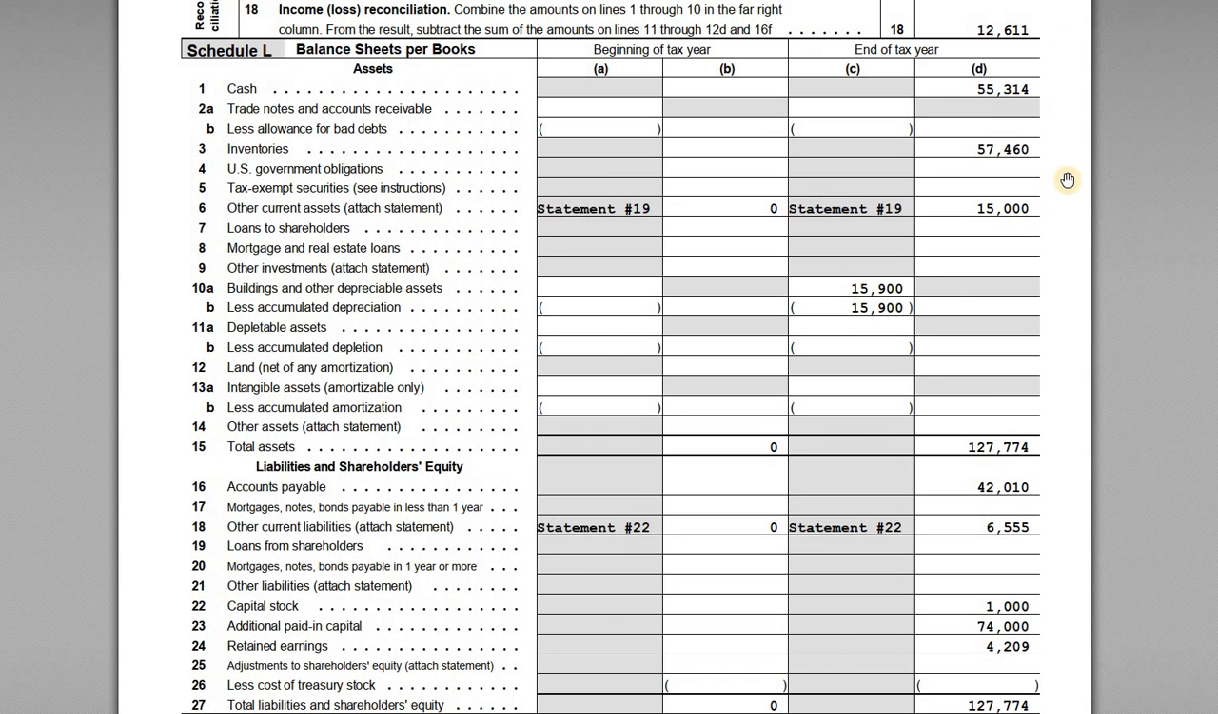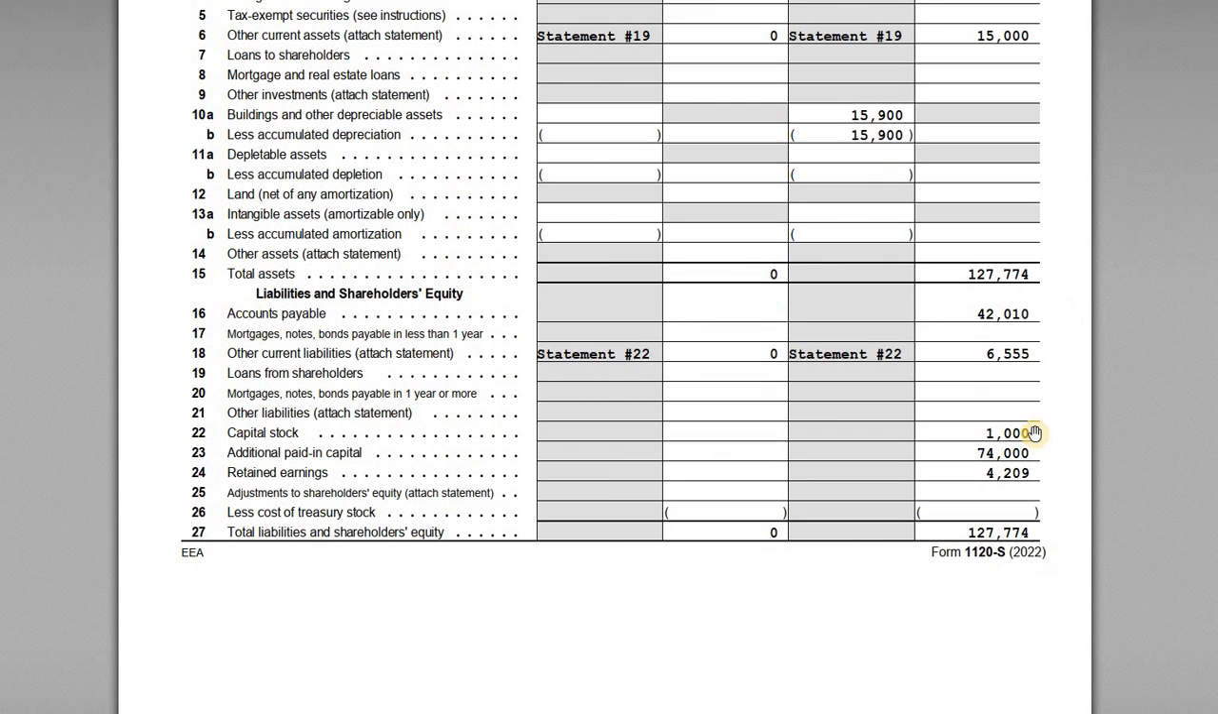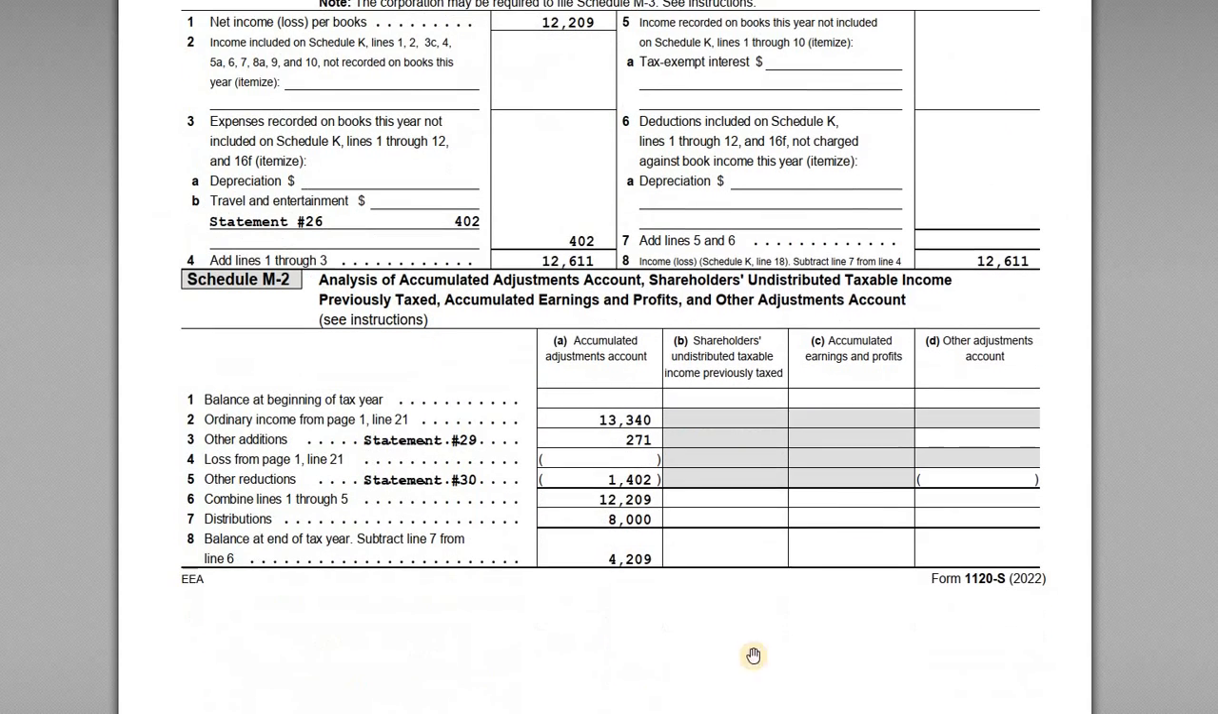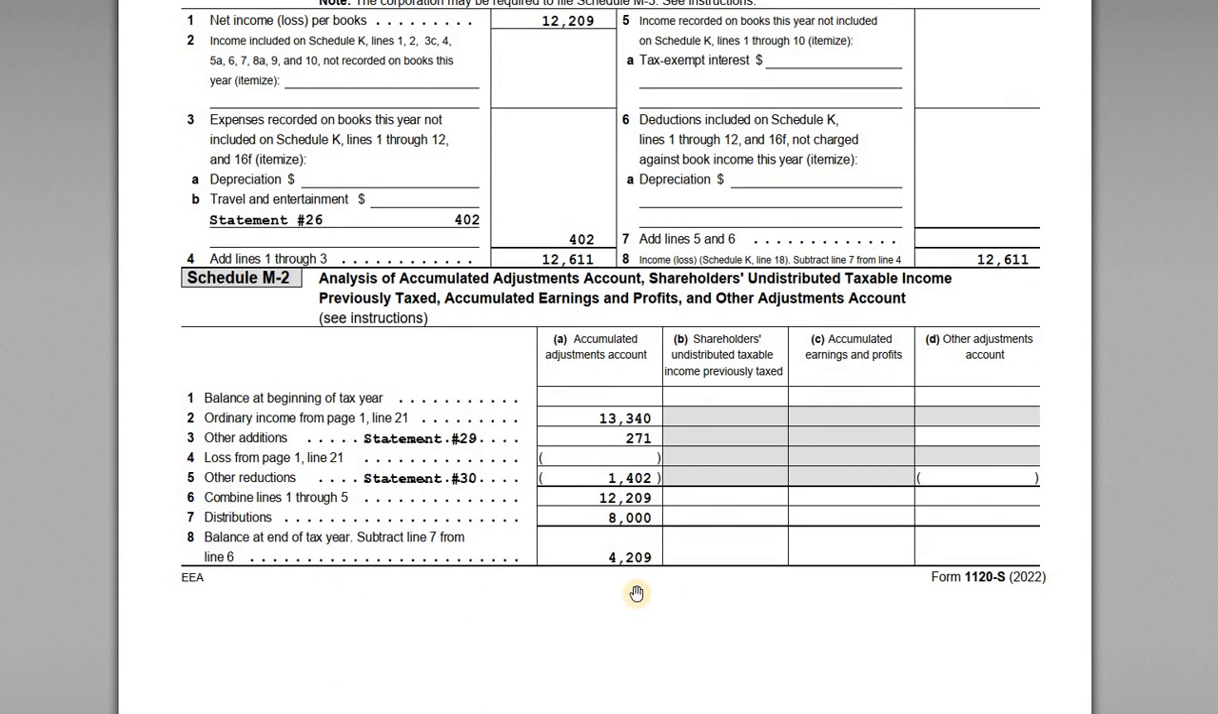see here the balances at the end of the year, cash, their inventory balance, they had a security deposit of $15,000. We can see the kitchen equipment there that was fully depreciated, and then the liabilities and net equity as well. So accounts payable, capital stock, additional paid in capital, and the end of the year retained earnings. And then also we have the M2 reconciliation at the end of the year. So there's our $4,200 amount in the AAA account in column A.